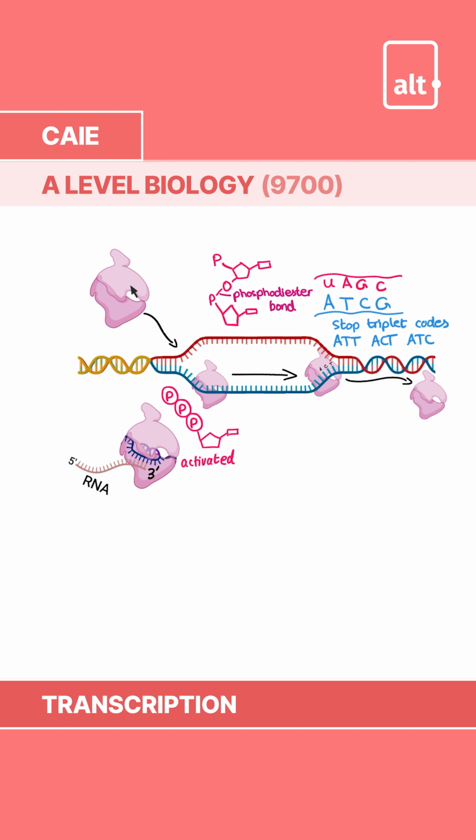Once the RNA polymerase has reached the stop triplet code, it will detach itself from the molecule and the mRNA will stop elongating further.